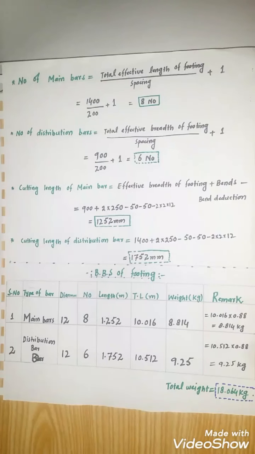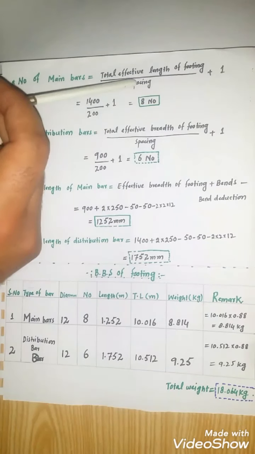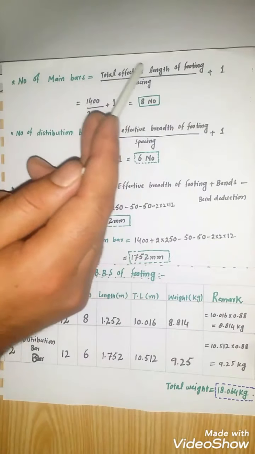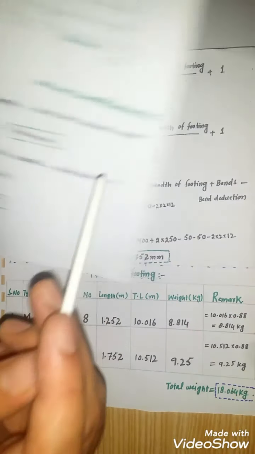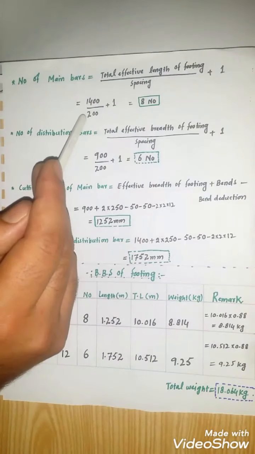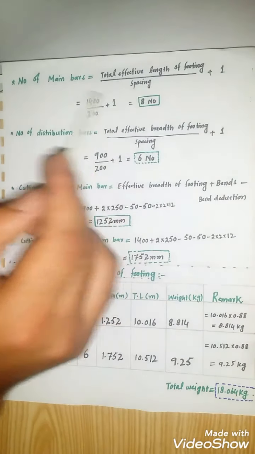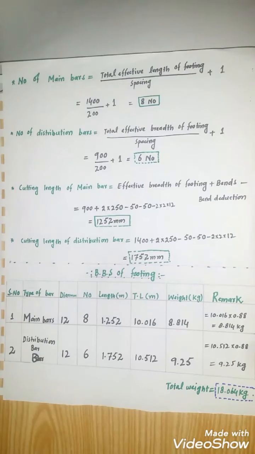After finding the effective length, we find the number of main bars. Formula used for finding the number of main bars: total effective length of footing divided by spacing plus 1. Total effective length of footing is 1400 mm divided by 200. This is the spacing of these main bars, plus 1. The number of main bars is equal to 8.